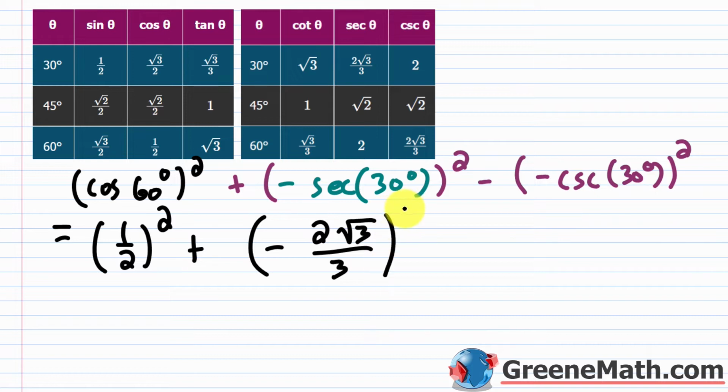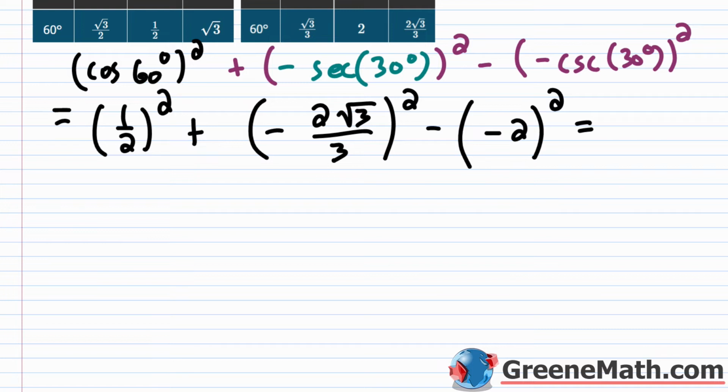And this is going to be wrapped and squared. Then minus over here, you have your negative of the cosecant of 30 degrees. So first let me put the negative out here. The cosecant of 30 degrees. So cosecant of 30 degrees is 2. So that's a negative 2. And this is going to be squared. Okay, let me put my equals here. And we don't need the table anymore. We can just crank this out.